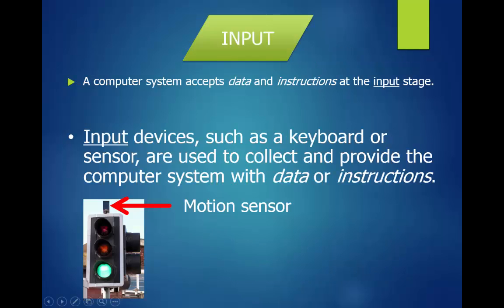This is a deeper look at input. Input is when a computer system accepts data and instructions in the input stage. Input devices such as a keyboard or sensor are used to collect and provide the computer system with data or instructions. As we can see, an example is a traffic light, which has a motion sensor. The motion sensor detects nearby cars to activate. It can be red, green, or yellow, depending on the other streets.